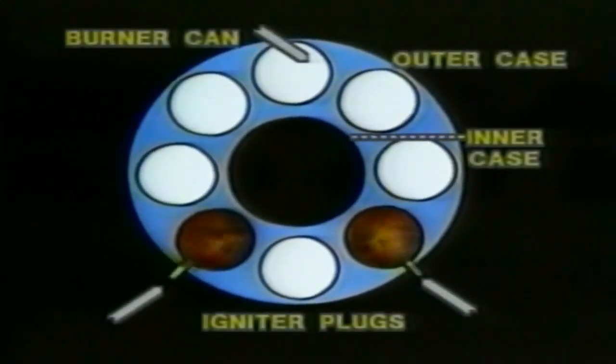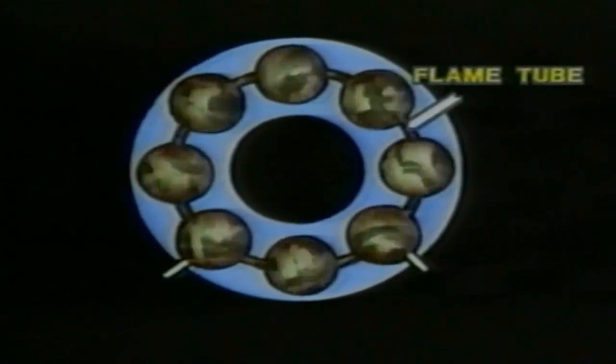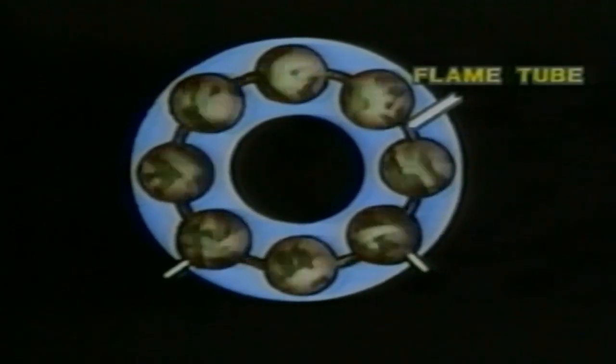Ignition to start the burning is provided by igniter plugs in 2 of the burner cans. The burner cans are interconnected by small flame tubes, so that during the starting process, flame started in 2 of the cans develops rapidly in all the others. Once started, burning is continuous during engine operation, and it's not necessary for the igniters to continue firing.